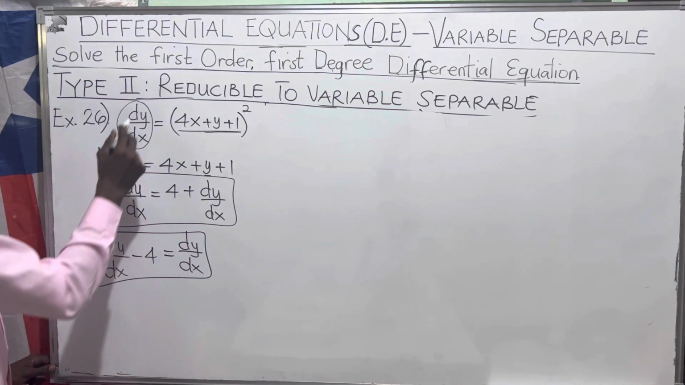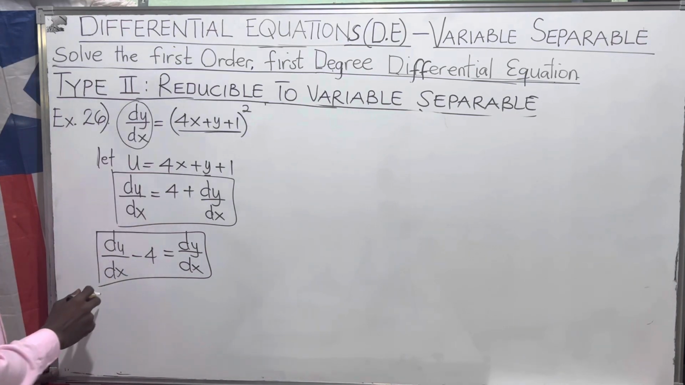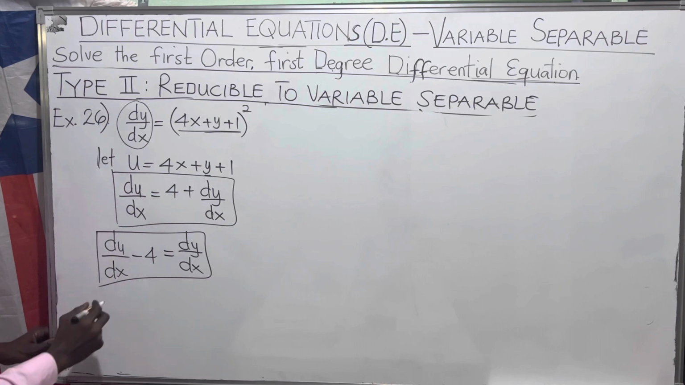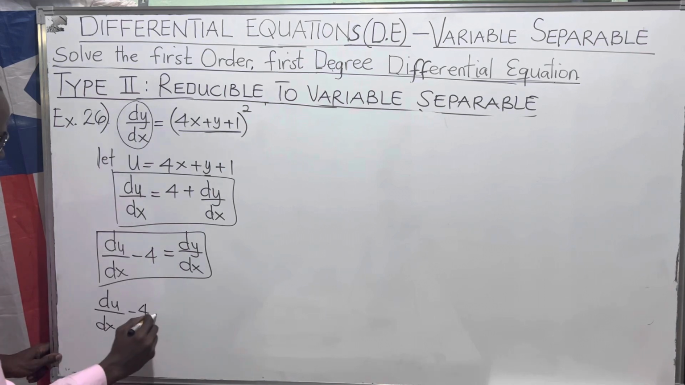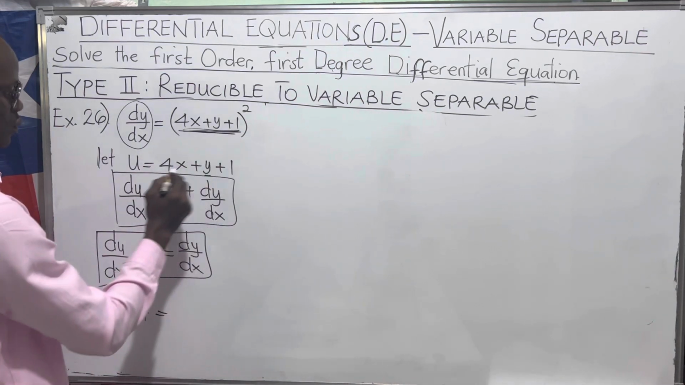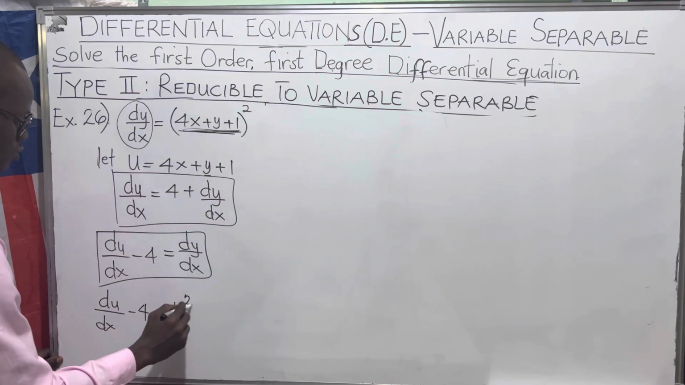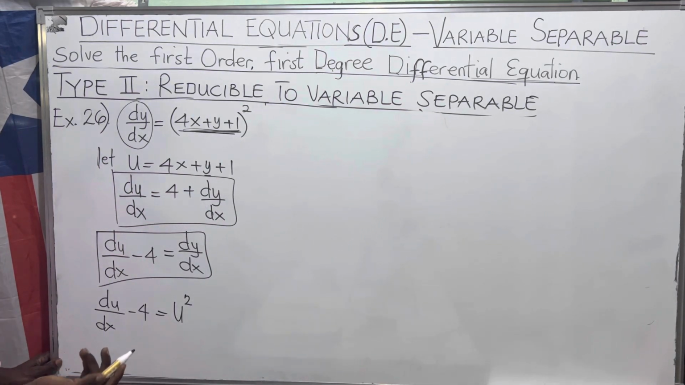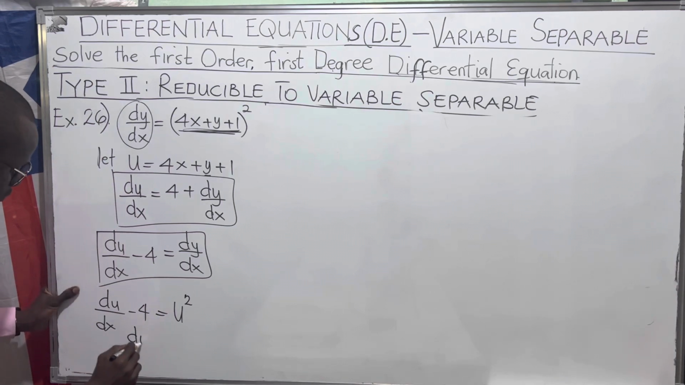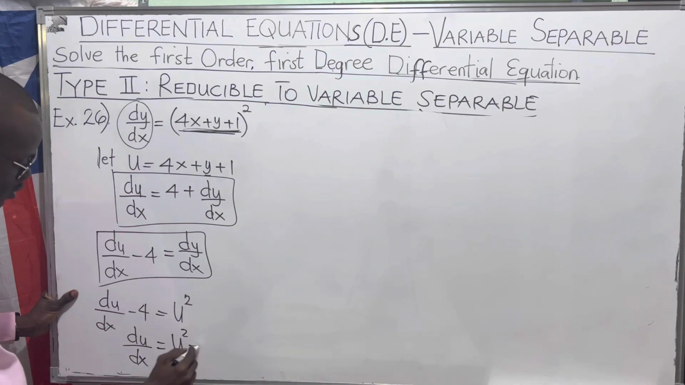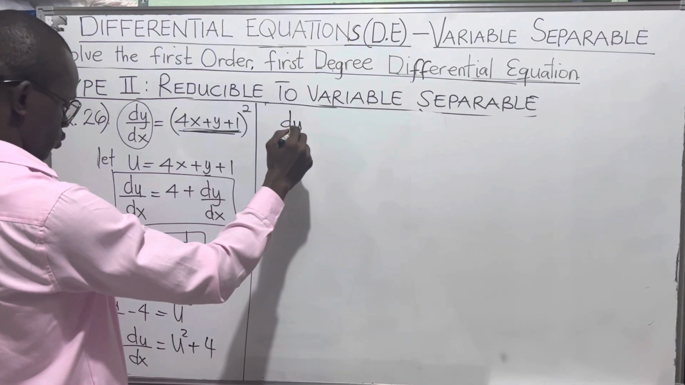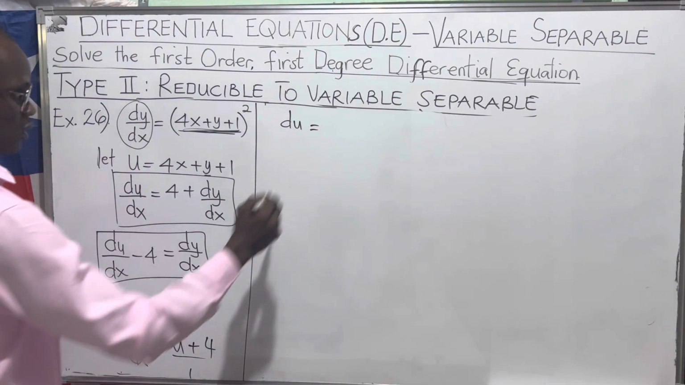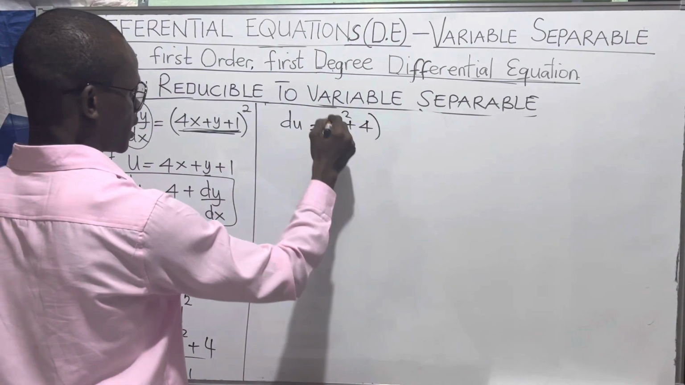So wherever we see dy by dx, we're going to replace it with du by dx minus 4. So this is now du by dx minus 4, and this entire expression was u raised to the power 2. So we can now separate the variables. We have du over dx equals u squared; we send this 4 across, it becomes positive 4. So now du equals, cross multiplying, u squared plus 4 times dx.